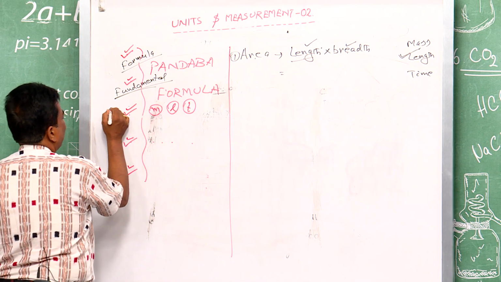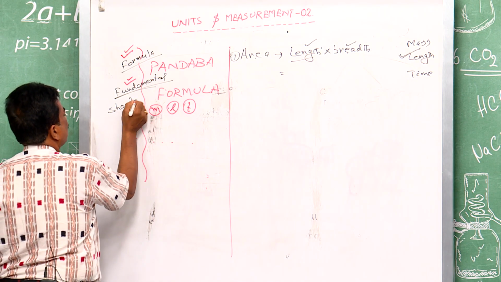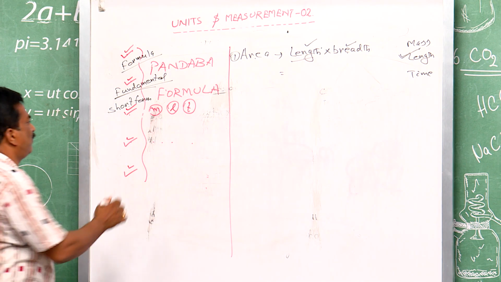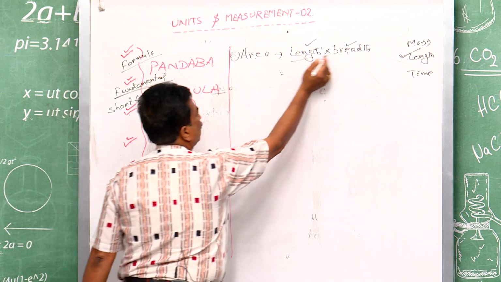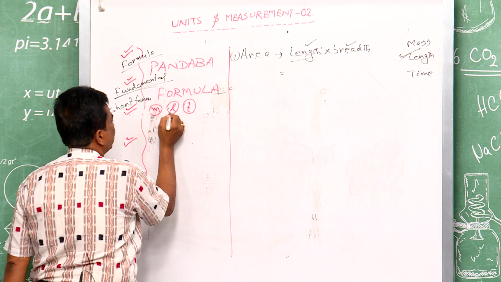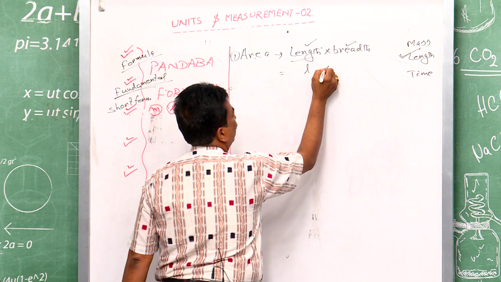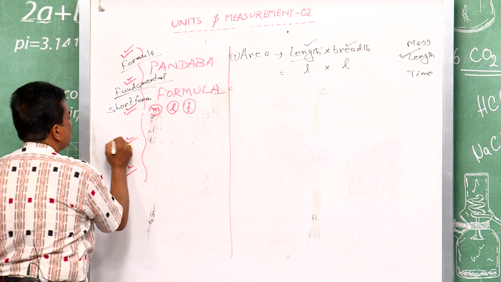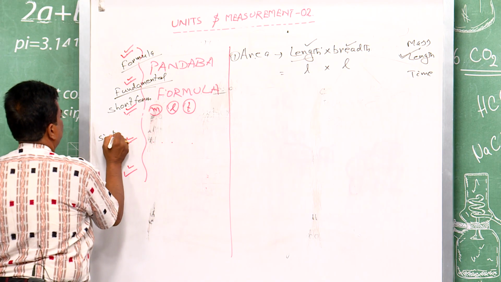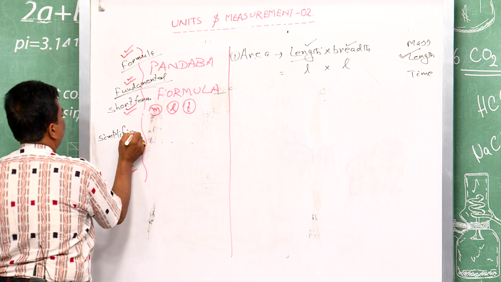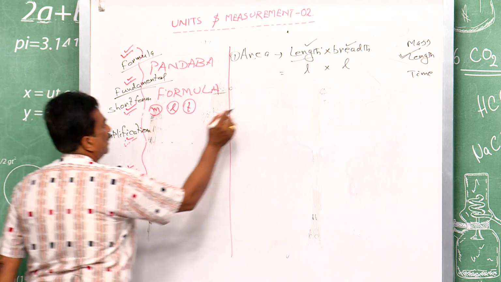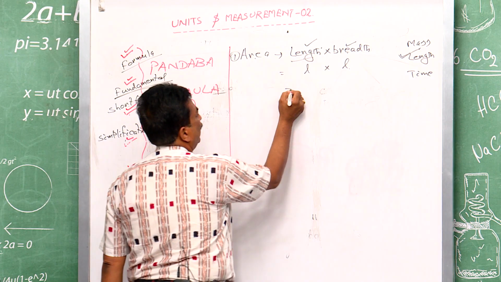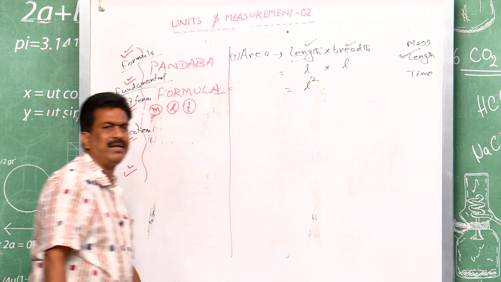The third one is the short form. You have to make the whole thing into the short form. So what is the short form? This is the length. For the length, what is the shortest way? That is L. So this is L, and this is L. What is the fourth step? Simplification. You see this length and length are multiplied, so you have to simplify them. Length into length is equal to length squared.